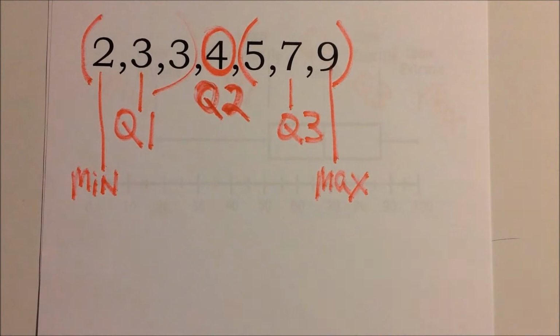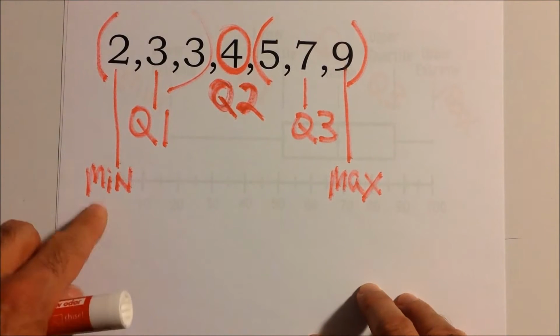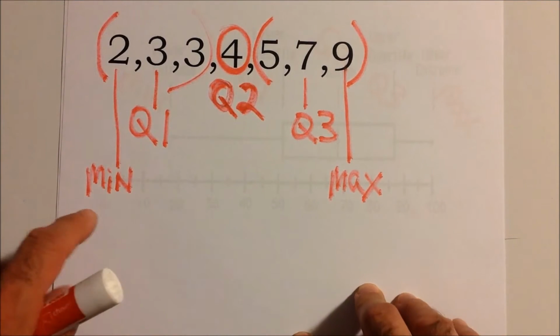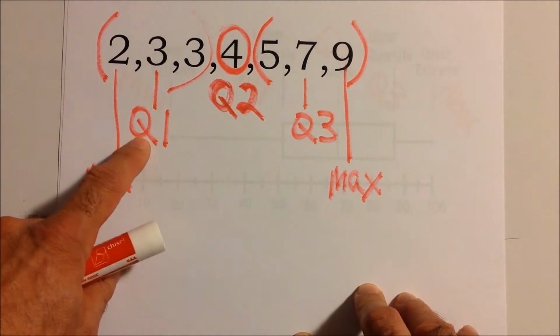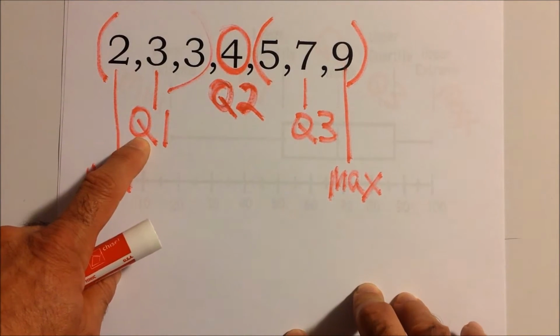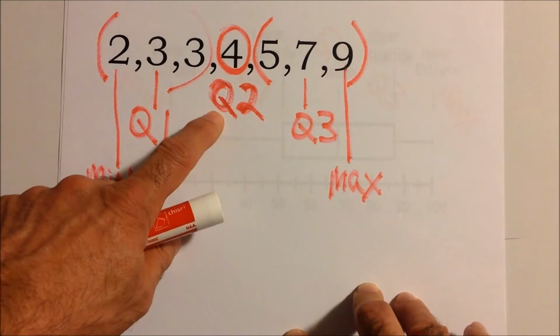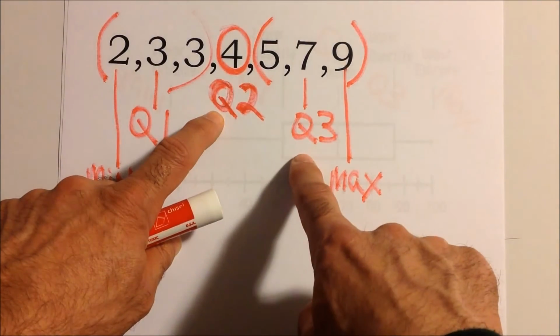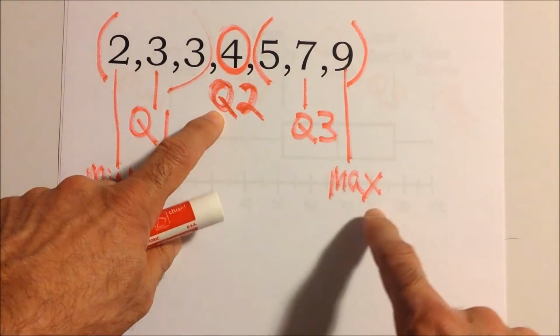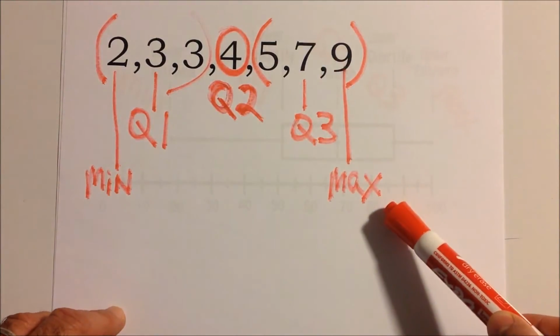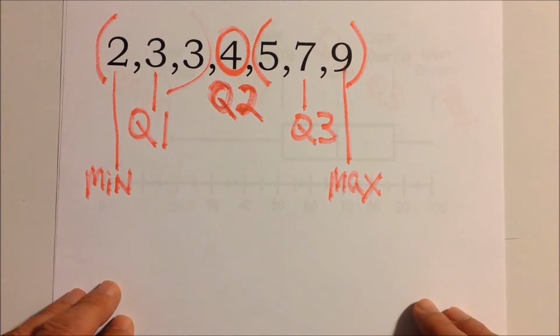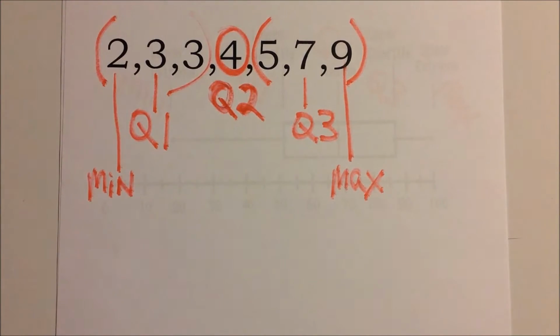Okay, so again, let's make sure we understand this. The min is the minimum. It's also called the lower extreme. The Q1 is the lower quartile. Q2 is the median. Q3 is the upper quartile. And the 9 is the maximum, or the upper extreme. So now we can make our box and whisker plot.